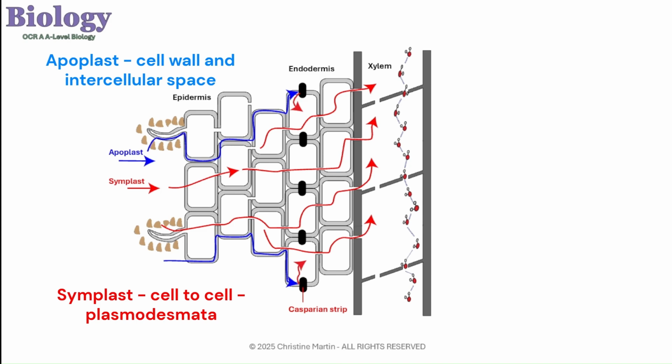Now, when water reaches the endodermis, the layer surrounding the vascular bundle, it encounters the Casparian strip. This strip is made up of suberin, a waterproof substance which blocks the apoplast pathway. As a result, all water and the dissolved minerals is forced to cross a plasma membrane and move into the symplast pathway before entering the xylem. This ensures that the plant can control what substances pass into the vascular tissue.